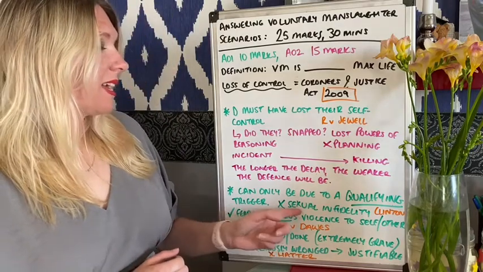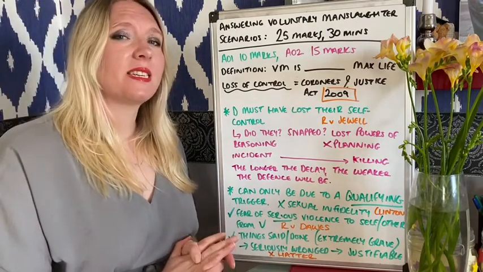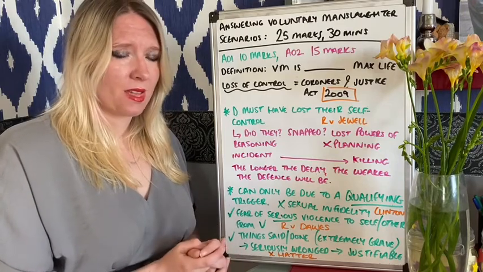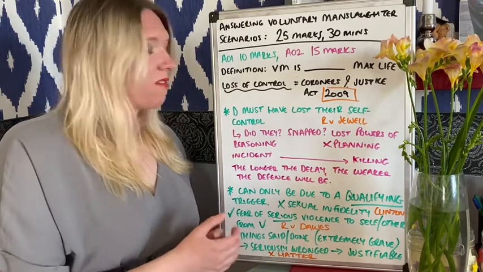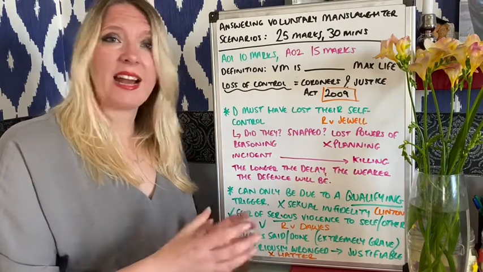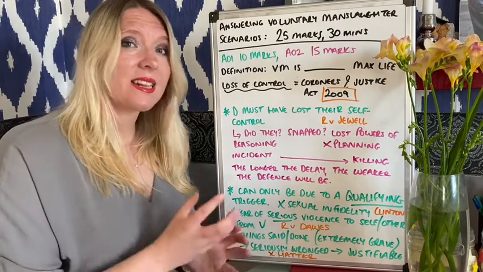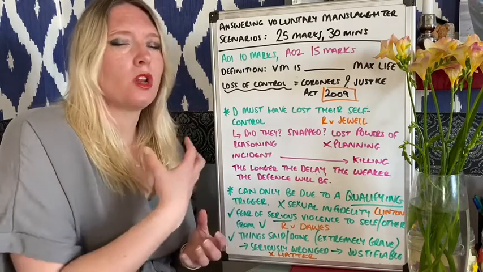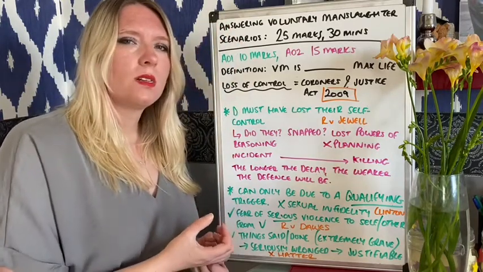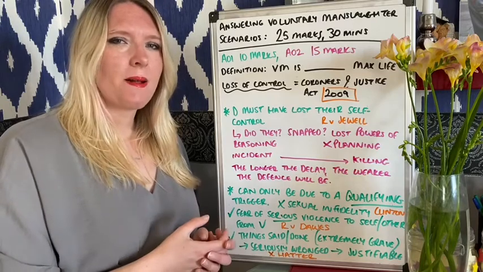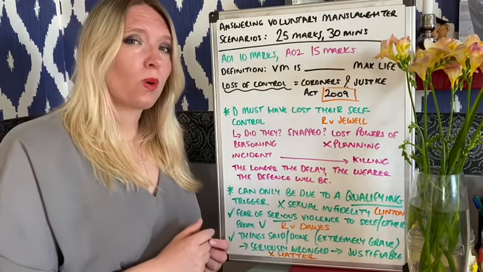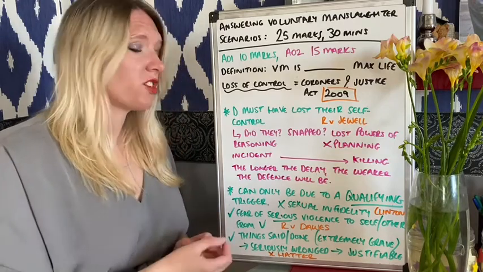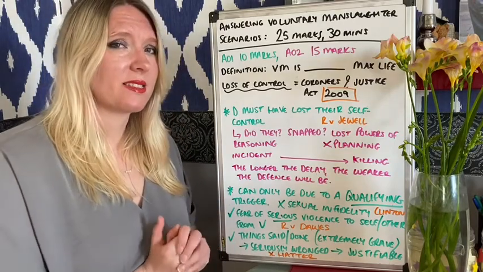And it is now clear that sexual infidelity alone is not a qualifying trigger. So finding out that your partner has been cheating or catching them in the act is likely to trigger people. It is likely to make them lose their control, see red. But it's not enough to be a qualifying trigger, and that is the key word. A qualifying trigger is one of the two that's recognised in the Act.